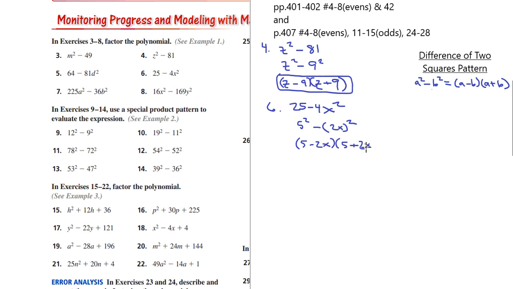And I know I said this a lot in the last video, but if you change the order of these factors, you will still get the right answer. So if you had 5 plus 2x times 5 minus 2x, that is still correct. The commutative property of multiplication says it's okay to change the order. You still get the same result.